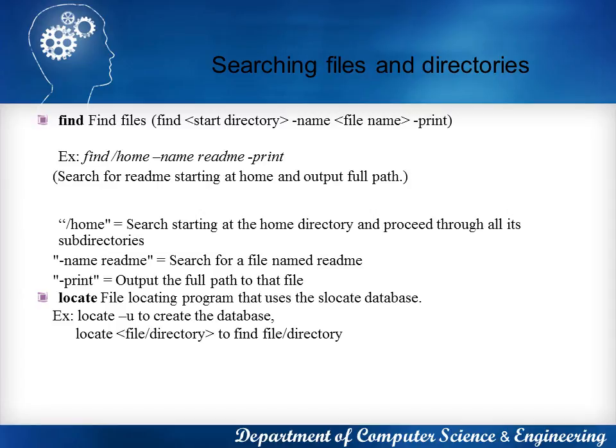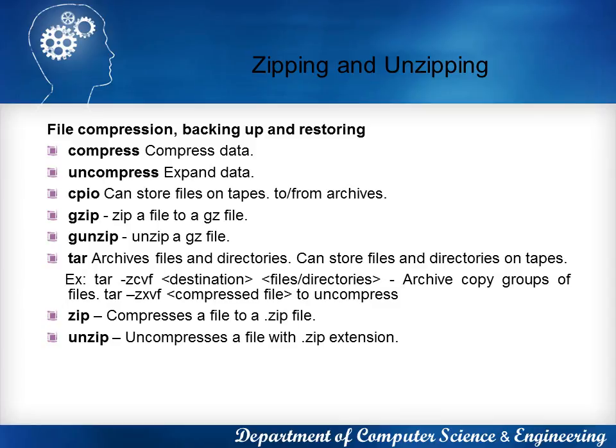Then how are you going to search files and directories? By using the find command. Dot indicates the current directory, slash indicates the root directory, and home indicates the home directory. Now we have some small commands. Locate is a file locating program that uses the slocate database, where the file is located in the database. It will give the file name and directory name.